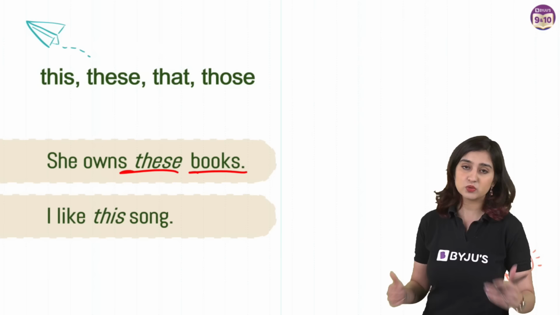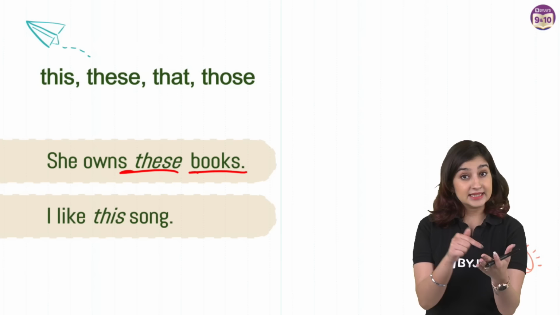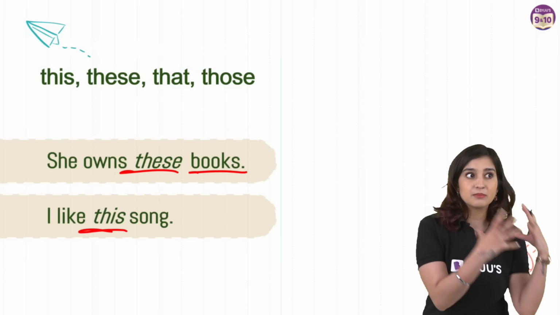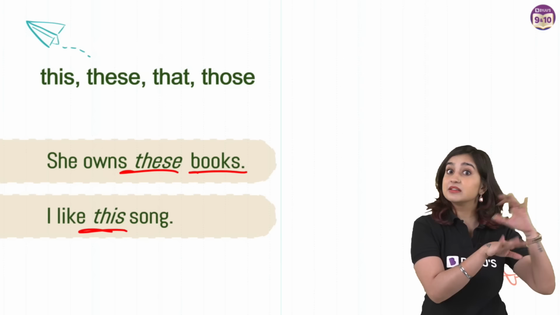I like this song. This we place before a singular noun. We use this when we are talking about a song we are listening to right now, or if the song is playing right now, then I will say I like this song. Otherwise, if we are talking about some other song which is not playing at the moment, then I'll say, oh I like that song, okay.